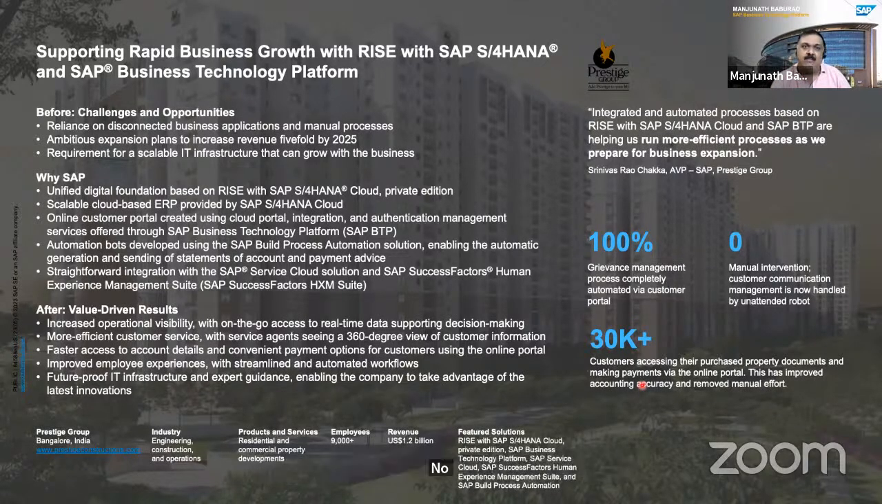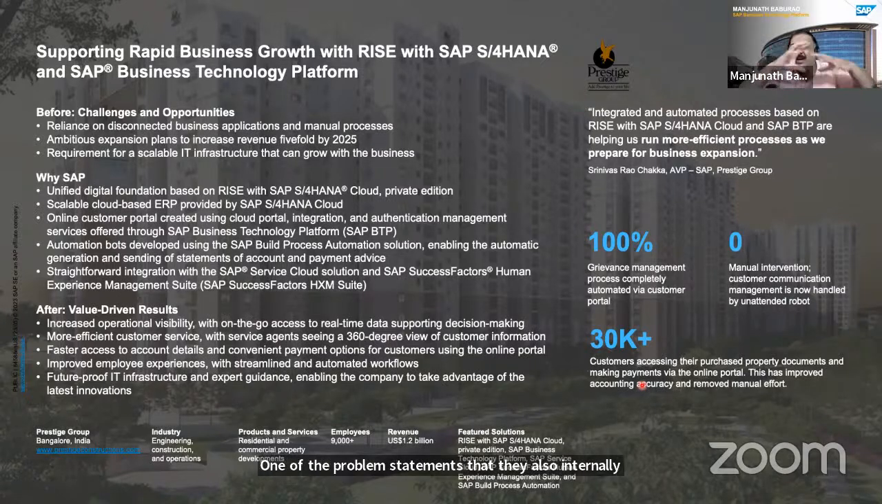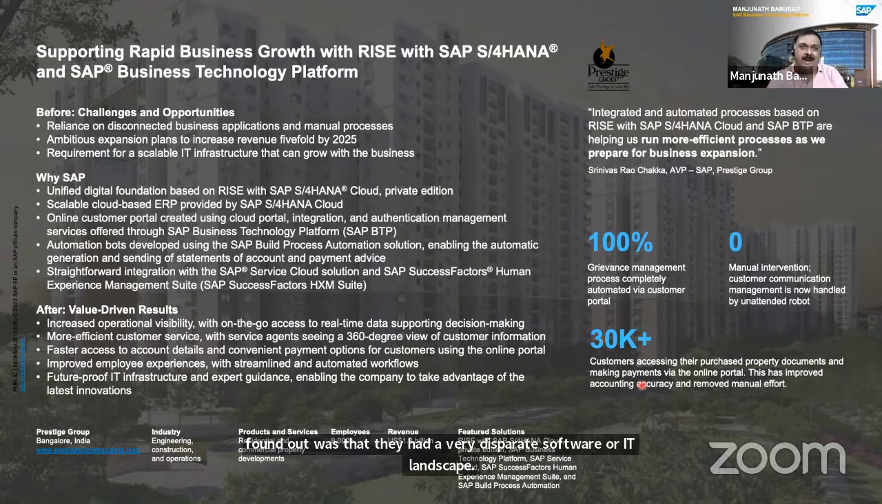they created for themselves a very ambitious expansion plan that they will increase their revenue 5-fold by 2025. This happened sometime during the COVID time, right? They said that we should do this by 2025. And for this, one of the problem statements that I also internally found out was that they had a very disparate software or IT landscape. Now they said, let me go with a single vendor IT landscape.